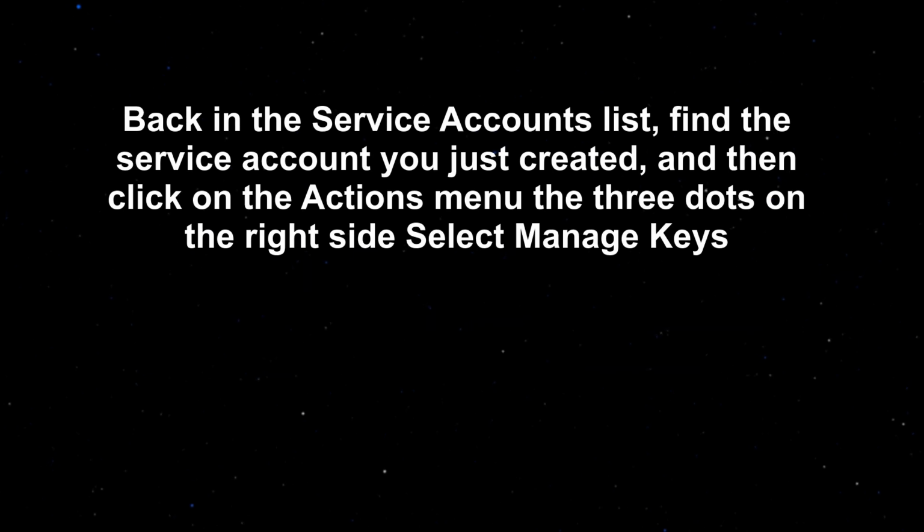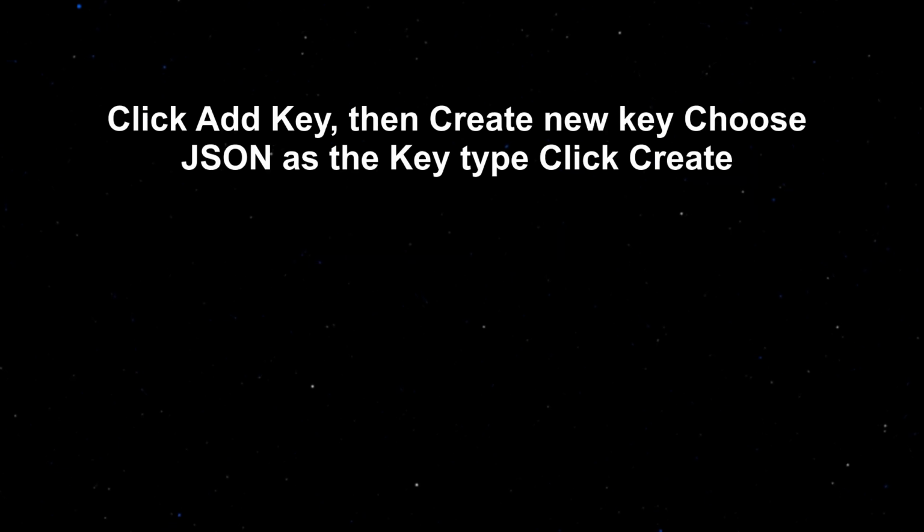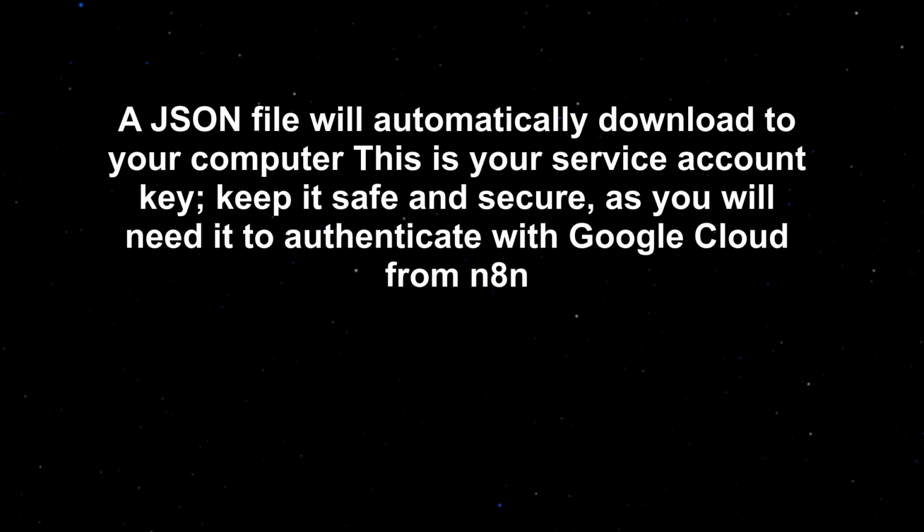Back in the service accounts list, find the service account you just created, and then click on the Actions menu, the three dots on the right side. Select Manage Keys. Click Add Key, then Create new key. Choose JSON as the key type. Click Create. A JSON file will automatically download to your computer.